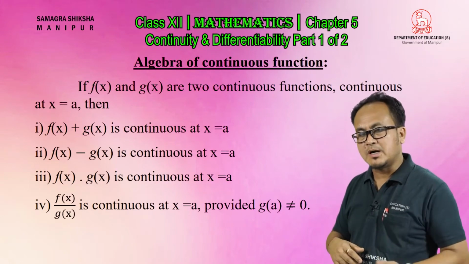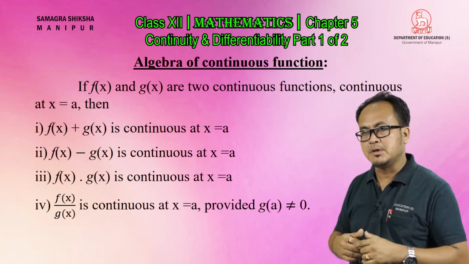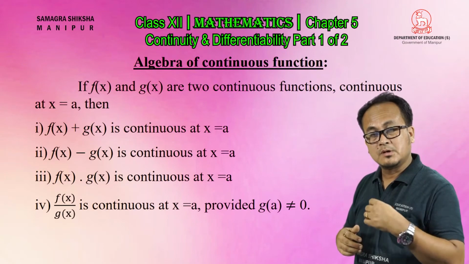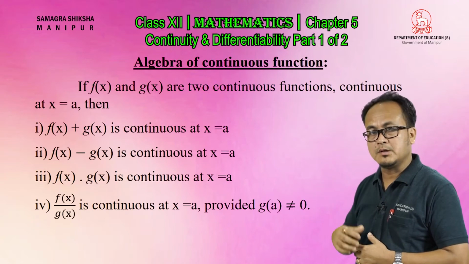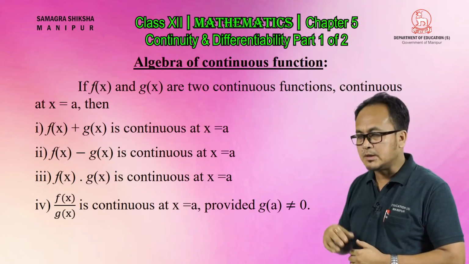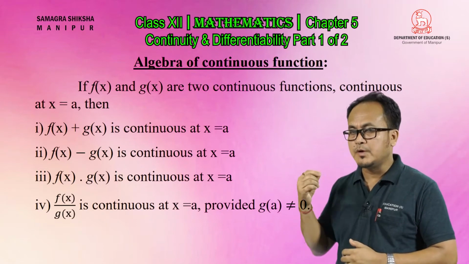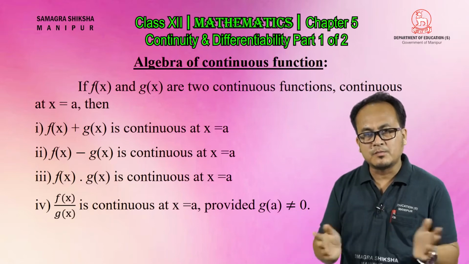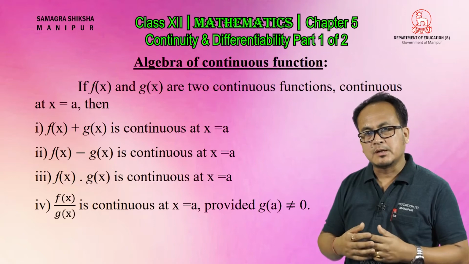there is division, division by zero is not definable, so the condition is provided that g(a) is not zero, that is, the value of the function g at a should not be zero. This is the algebra of continuous functions. Here, at a particular point a, the domain of the function matters, and the domain is an interval, not just a point.